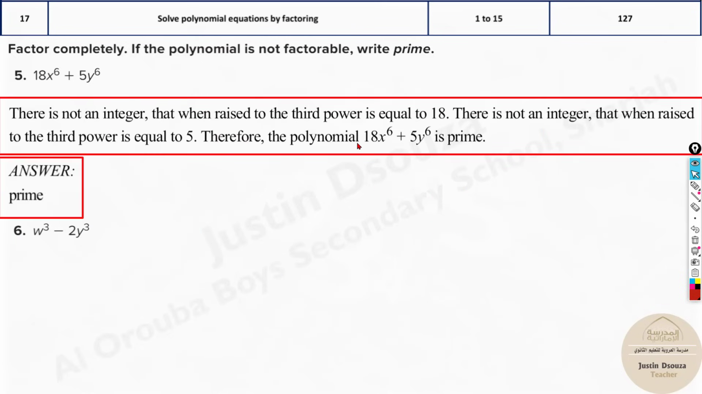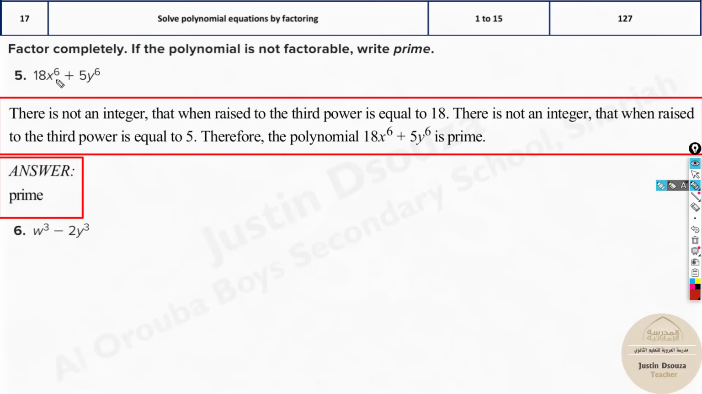Similarly, you can solve these problems. Okay, now look at these terms. Over here there is 5, there is 18. There is no way we can get this as some number times x, the whole cube, whole square or whole cube.